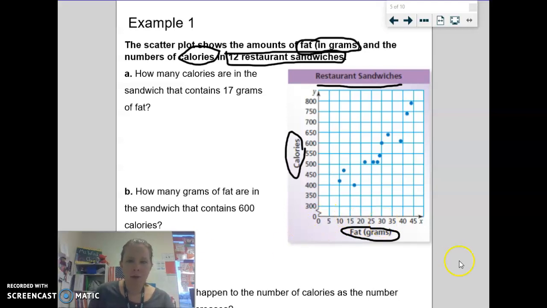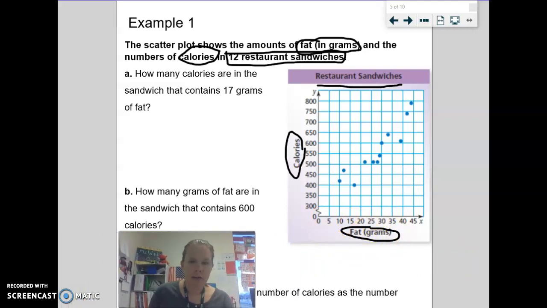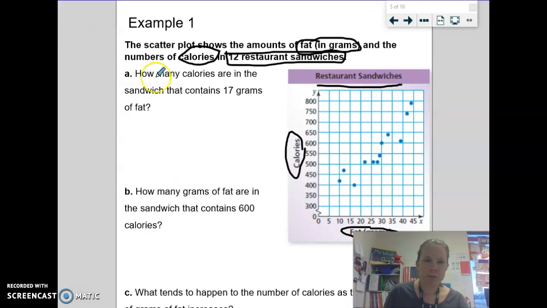So I'm going to move myself back over to this side. I know it covers up just slightly a bit of the graph, but it's going to be a little easier for us to read some of these problems. All right, so problem number 1 asks, how many calories are in a sandwich that contains 17 grams of fat? So this whole entire part is my question. Now, here's the part they're looking for. We're looking for calories, and if it has 17 grams of fat.